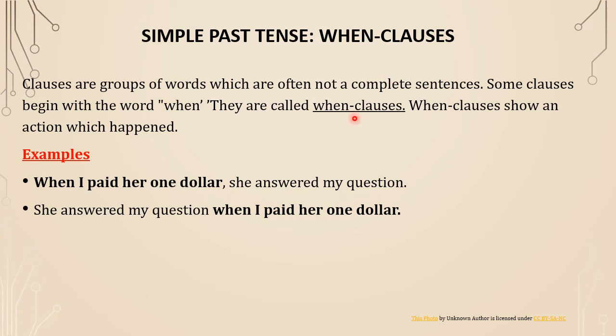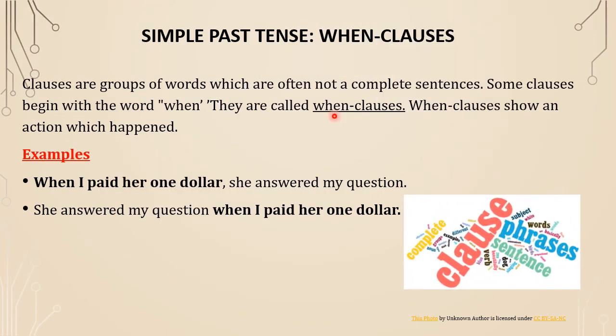In the case of complex sentences, when you are using a when clause, and you know that a clause is actually a small sentence which is a part of a longer sentence, I'll be discussing clauses in another of my videos. So when we are using a when clause, a clause which begins with when, in past tense, such a clause always tells that this section, the highlighted one, the one beginning with when, happened earlier than the other. When I paid her $1, she answered my questions. So out of these two actions, the paying was done before and then the answering.